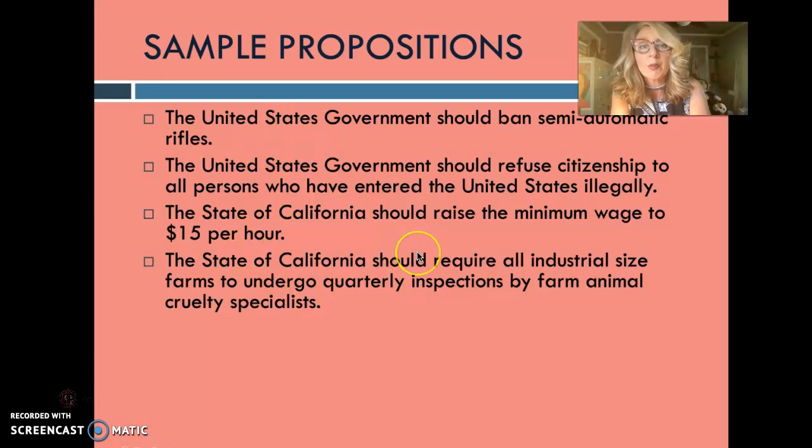Okay, so I'm going over the propositions, but I'm actually giving you a little way to also analyze these propositions and think in terms of debate.